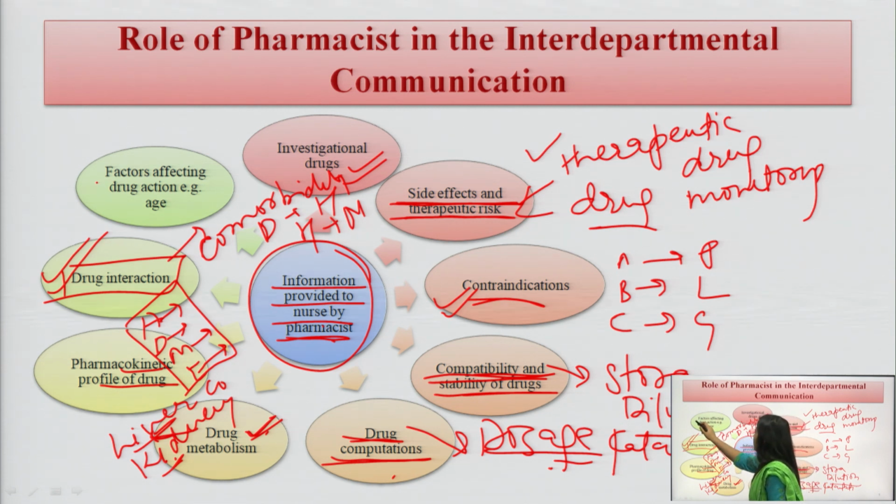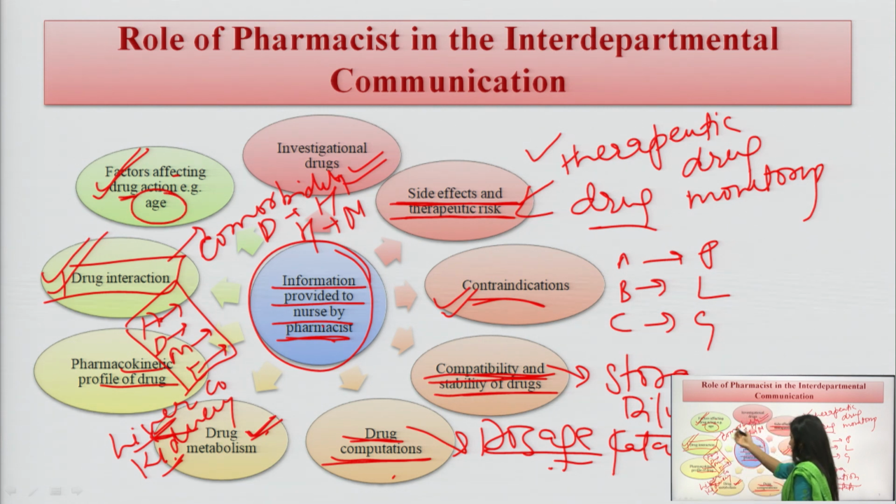Then there are the factors affecting drug action. There are some factors which affect the drug action, meaning the effects which should happen after giving a particular drug therapy are not coming because there are many factors. Age could be one of the factors, and I have taken it as one example here. Sometimes in pediatric and geriatric populations, drug action does not happen in the way it should. So the pharmacist should have all of this information and give it to the nurses. In that way, they are helping in interdepartmental communication. I hope you are getting the concept of this.